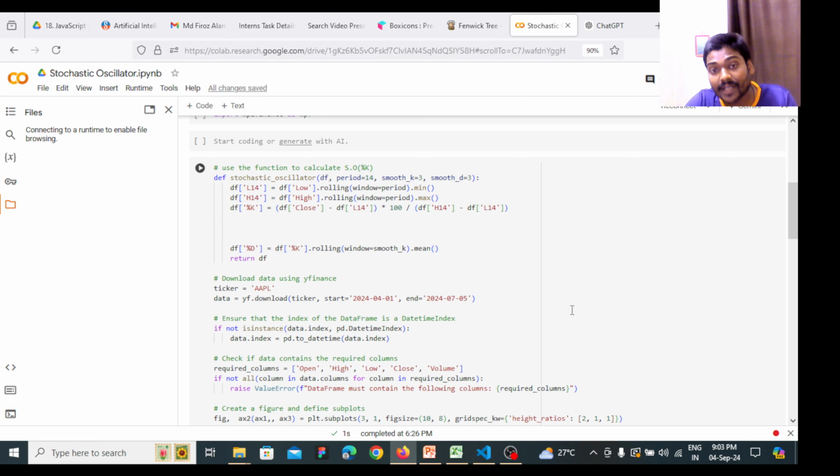In the stochastic oscillator chart, the y equal to 80 line represents the overbought level, and y equal to 20 represents the oversold level. Oversold is represented by the green color. ax3.legend represents percent K and percent D, then tight layout and show the plot.